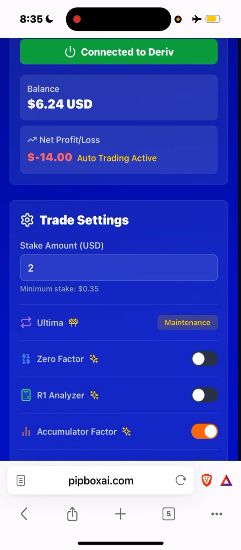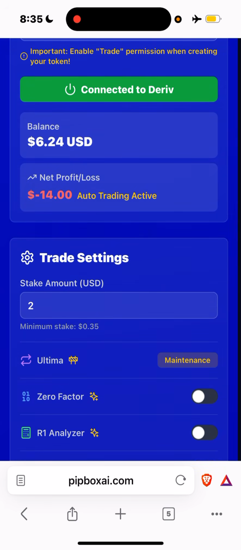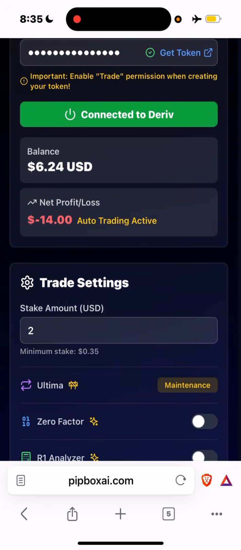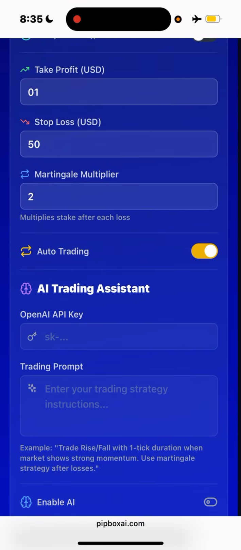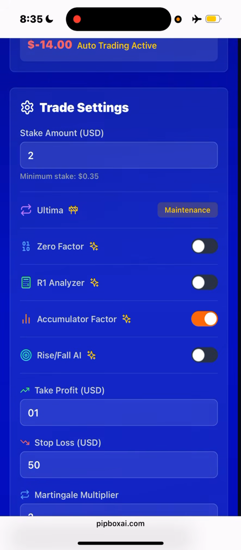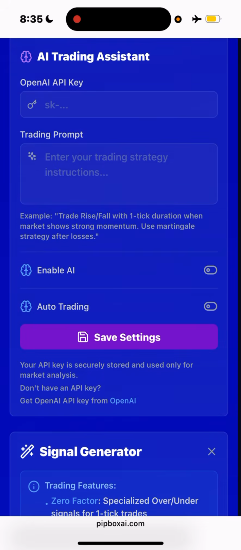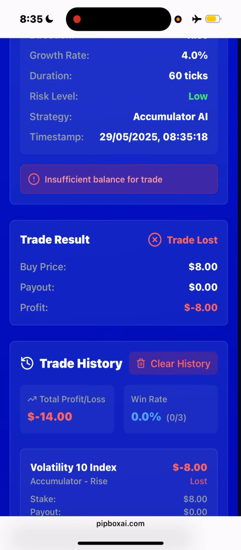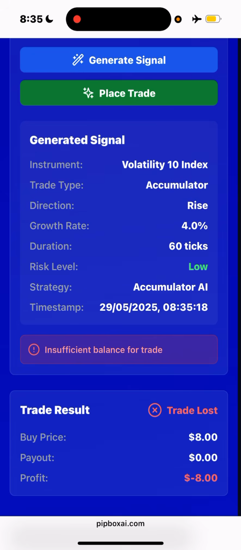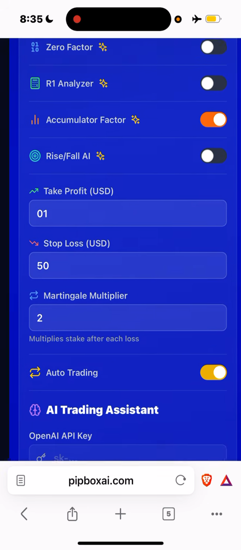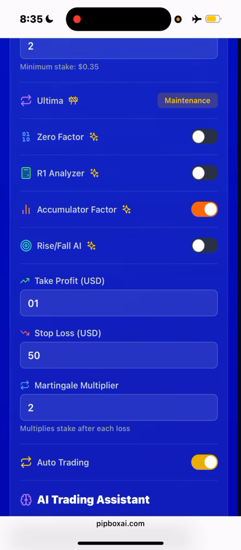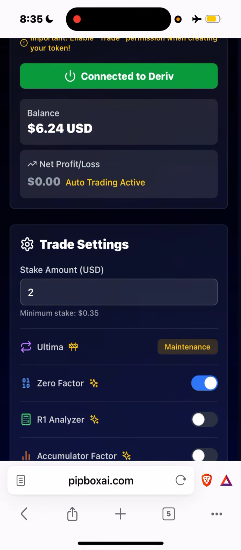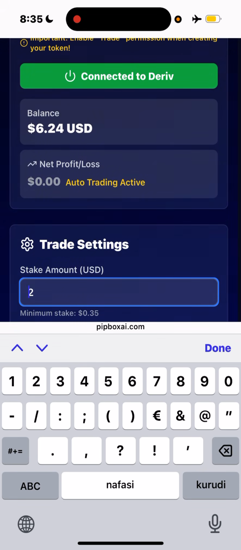Excuse me. Now what do? We now have a balance of 6.24 USD. It's tricky, right? Yeah, it's always tricky. Now this tool is very, very powerful, and I believe we can still recover this loss that we've made of 14 USD. We just need to clear everything, and then we need to disable the accumulator factor. I will reduce my stake to 1.